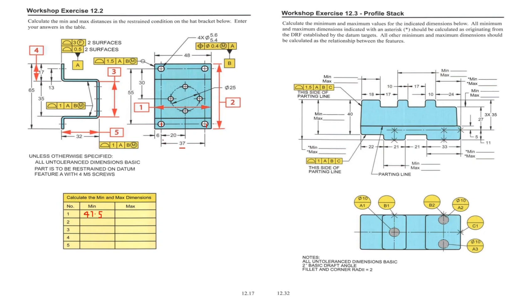And for the maximum value, it's 6 plus 37 plus 6, 12 plus 37, and which is 49, then plus 0.75 and 0.75. So the maximum is 50.5.